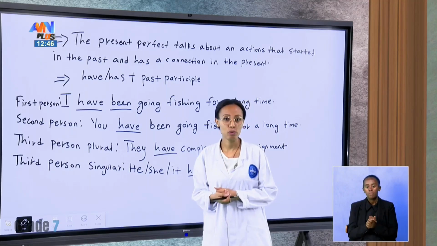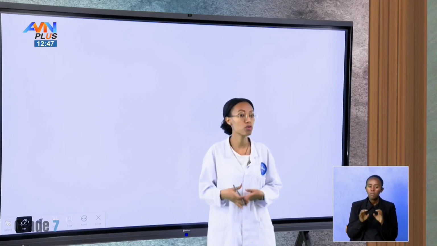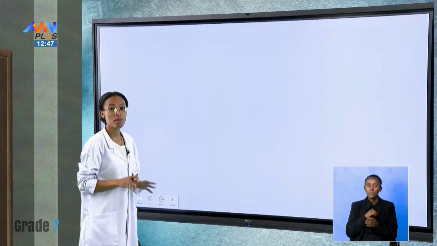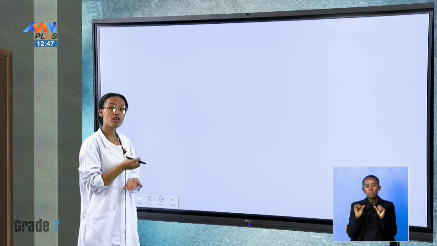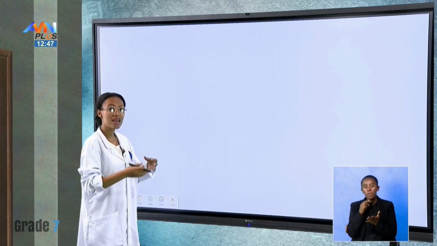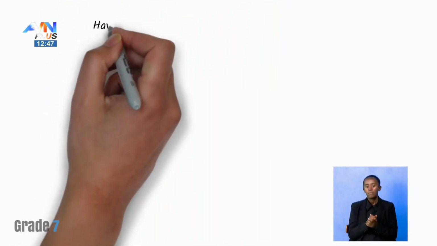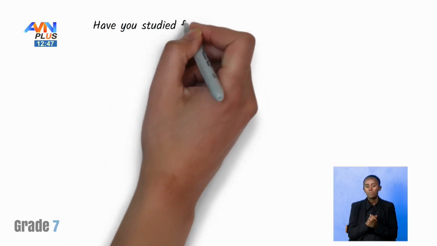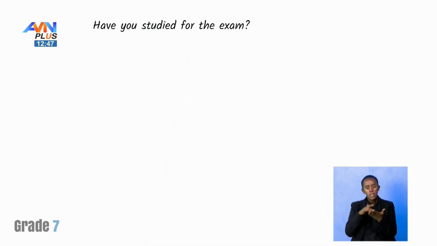What about, for example, when we want to make it a question using the present perfect tense? If you are asking a question using the present perfect tense, the auxiliary verb or the helping verb have or has comes what? First. For example, have you studied for the exam? Question mark. Have you studied for the exam?